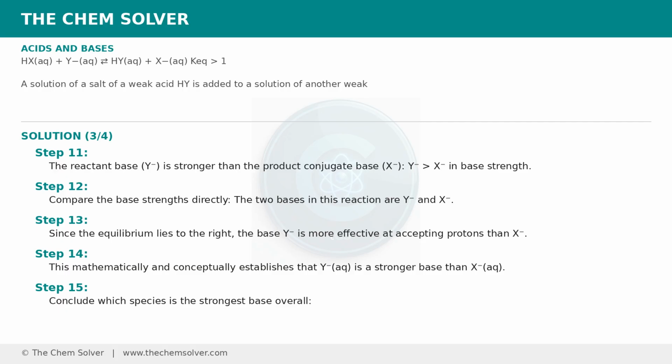Compare the base strengths directly. The two bases in this reaction are Y⁻ and X⁻. Since the equilibrium lies to the right, the base Y⁻ is more effective at accepting protons than X⁻. This mathematically and conceptually establishes that Y⁻ is a stronger base than X⁻. Conclude which species is the strongest base overall.